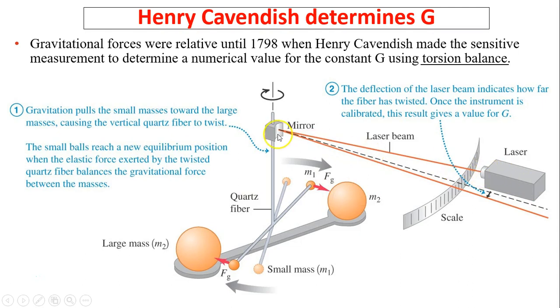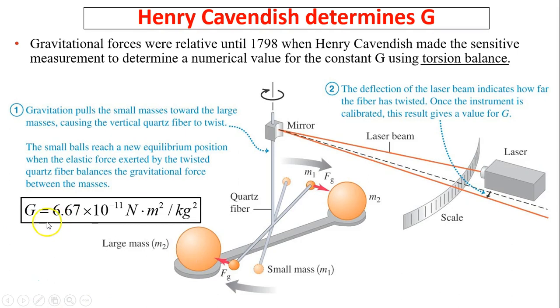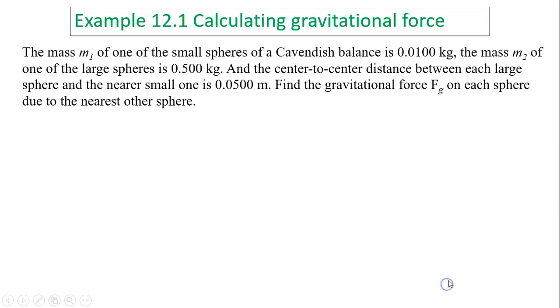So he shines a light. At that time there was obviously no laser, but he shined the light on a mirror, and because the quartz fiber twisted, the reflected light is in a different direction. So he was able to measure the angle. By measuring this angle, he could measure the torque, and from the torque, he could measure the force. And therefore, he calculated capital G, the universal constant, or proportionality constant, as 6.67 times 10 to the negative 11.